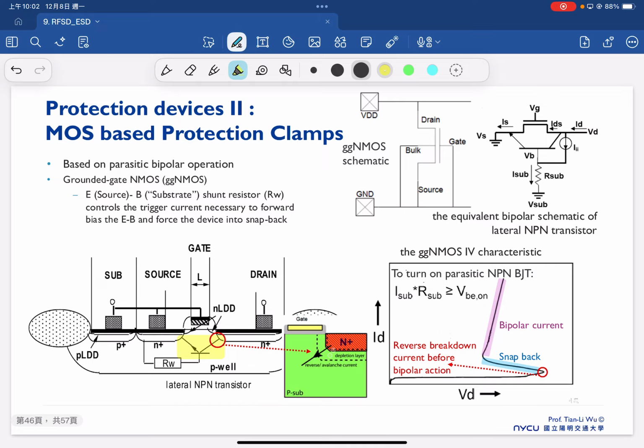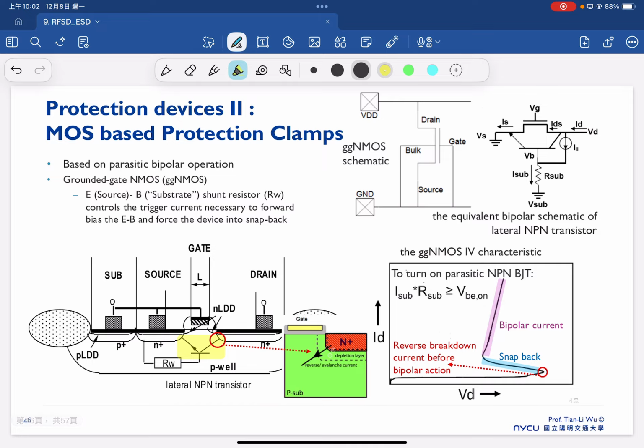And next, we can also consider the MOS-based protection clamps. The most well-known one, which we still use even now, is what we call the grounded gate NMOS, the GGNMOS. The idea is that we place the gate as grounded. As you see in the schematic here, the gate is grounded.